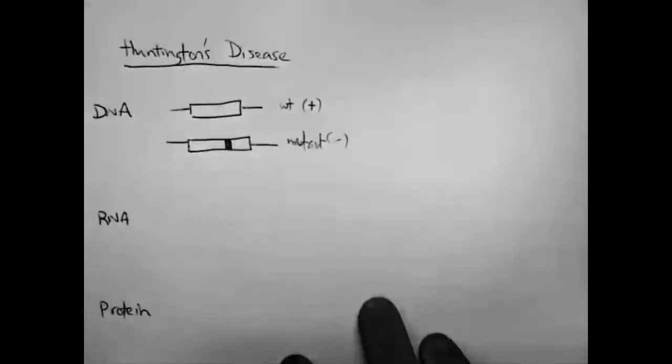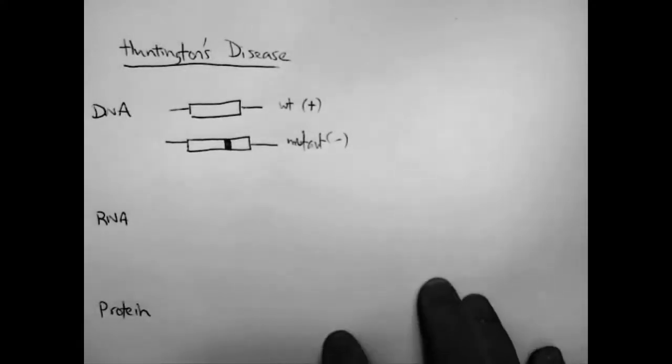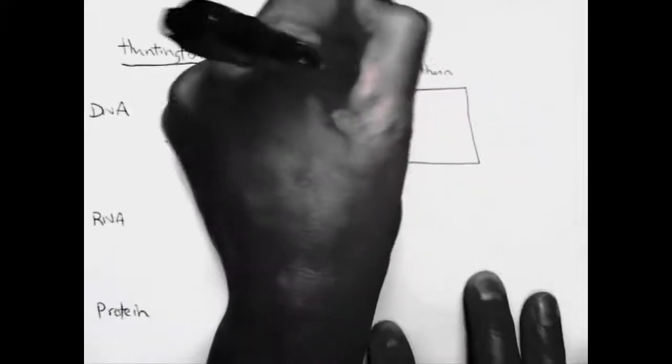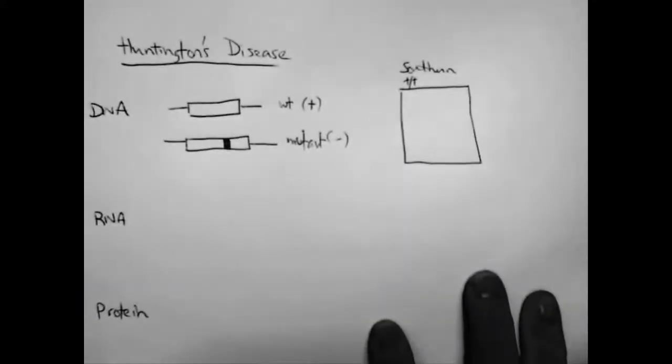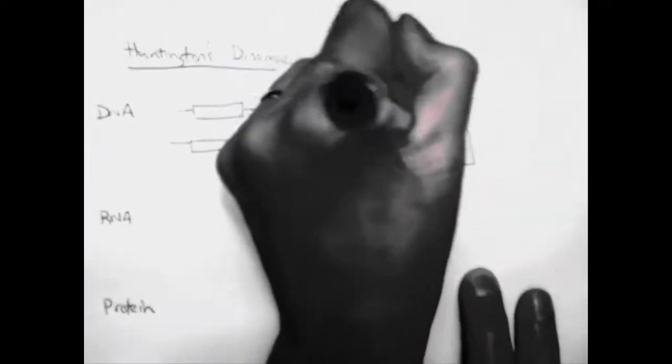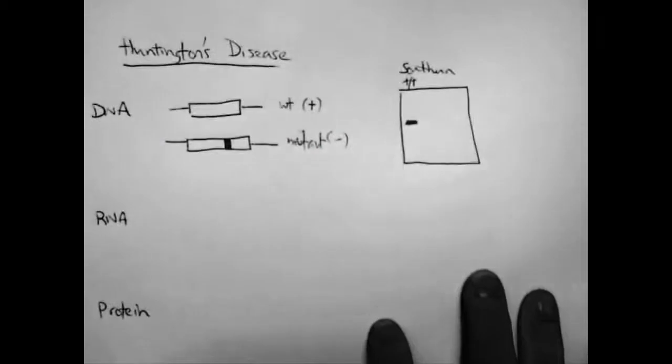This is larger because it has these extra repeats of CAG in the protein coding region of the gene. If you looked at a southern blot, an individual who was wild type would have one version of that gene, and let's just say it showed up as a band at that size.